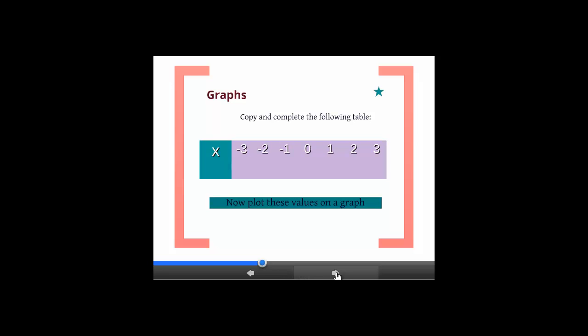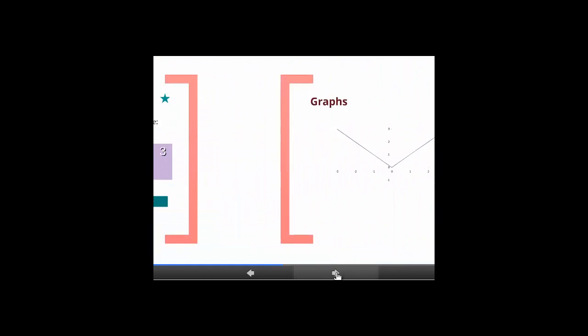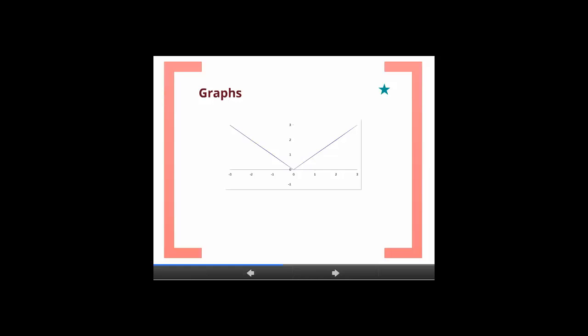Okay, you should have ended up with something that looks like that. So that's the modulus graph. This right hand side, the positive side, you'll recognise as a graph y equals x, but then instead of continuing down there, the straight line graph reflects in the x-axis like so, and that's the effect that the modulus signs have on turning the values positive.